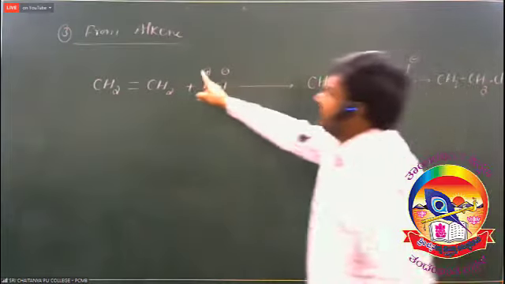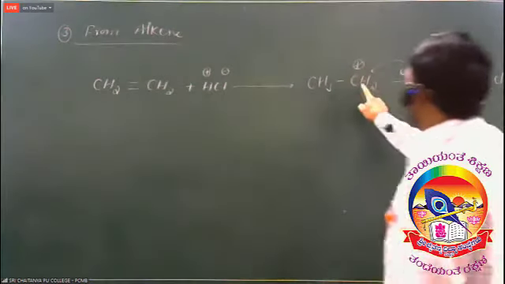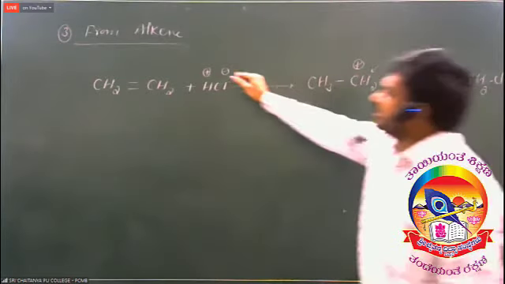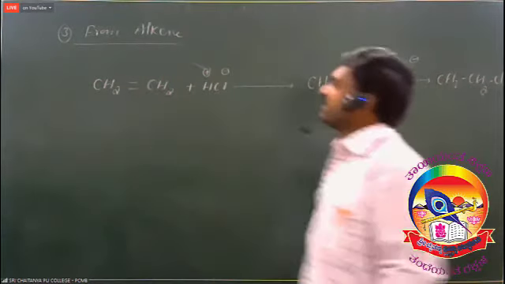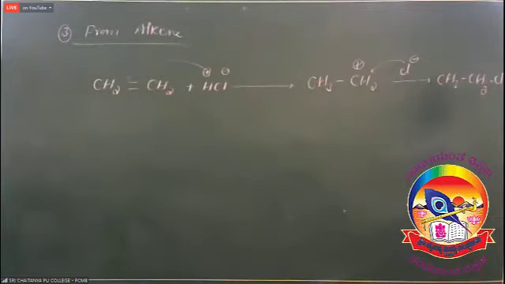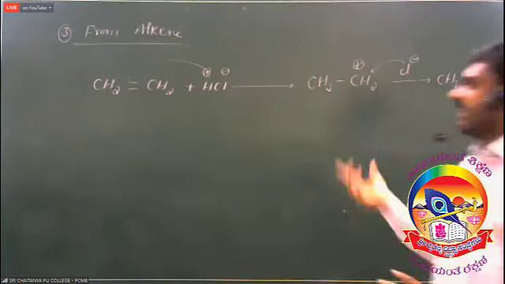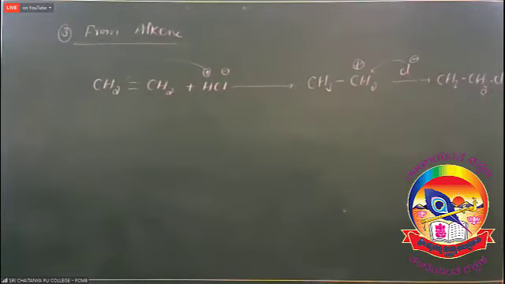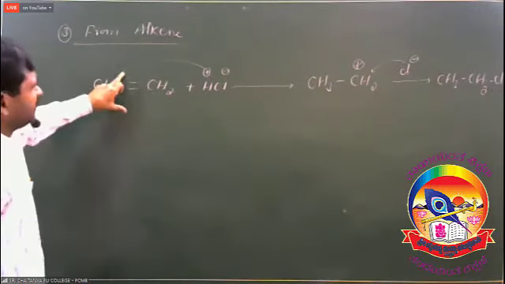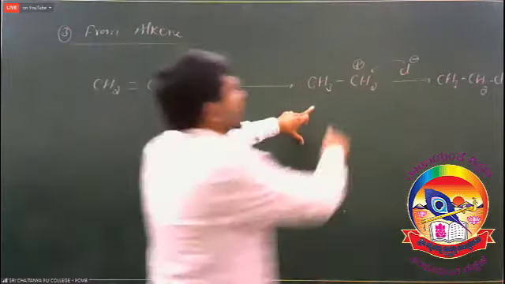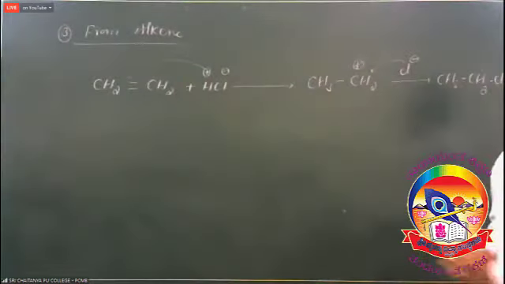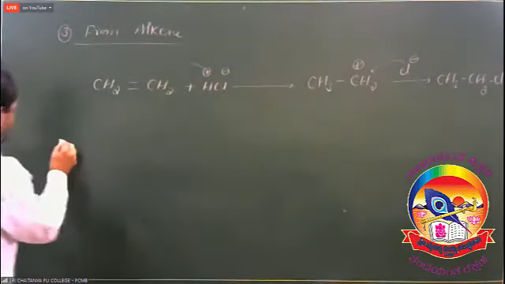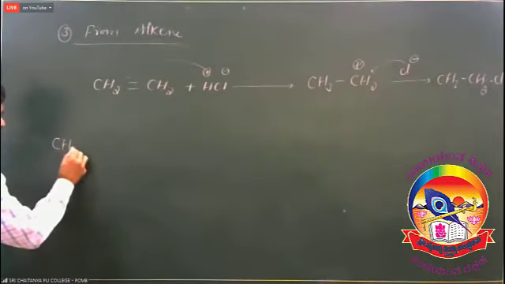First, attack of the electrophile in the first step, and a carbocation is formed. Next, attack of Cl minus. So here the first attacking species is the electrophile, hence it is called an electrophilic addition reaction. It is the example for electrophilic addition reaction: ethylene reacts with HCl to give ethyl chloride. Next one, if you take an unsymmetrical alkene, applications are also completed.